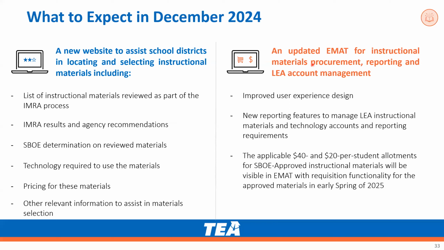In addition, we plan to have an updated EMAT. This is our instructional materials procurement website that has an improved user experience design and more easily conveys the three buckets of funding that we mentioned, right? So you'll be able to quickly see, like a bank account, how much money you have in your instructional materials technology allotment, how much money you have in your $40, how much money you have in your $20 allotments moving forward. You do not see these funds right now in EMAT as we're working to update the system.